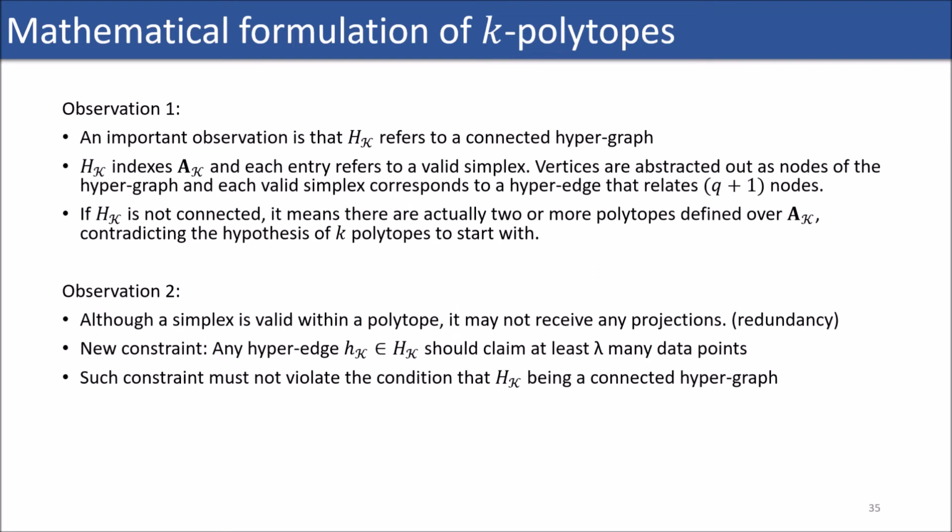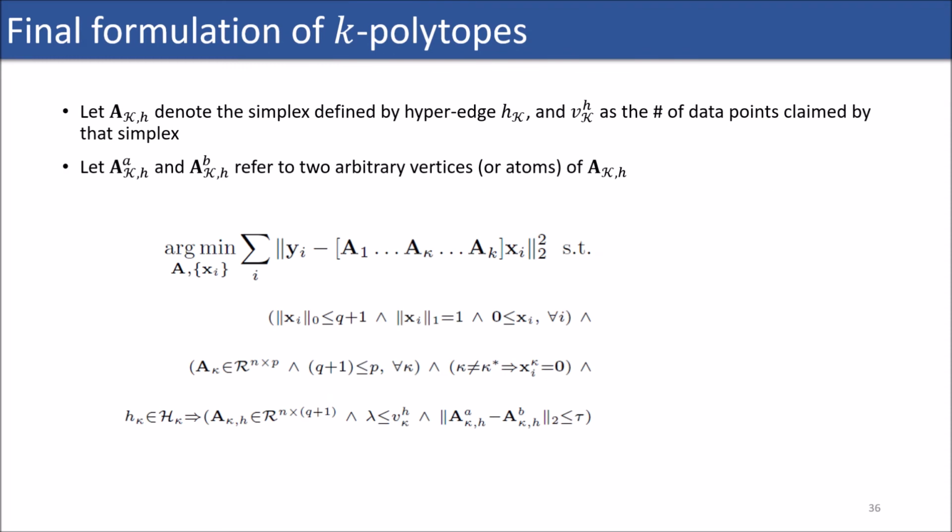There is another observation to be made. Namely, although a simplex is valid within a polytope, it may not receive any projections, exhibiting redundancy. Therefore, as an additional constraint, each simplex should claim at least lambda many data points. Here is the final formulation of K-polytopes.